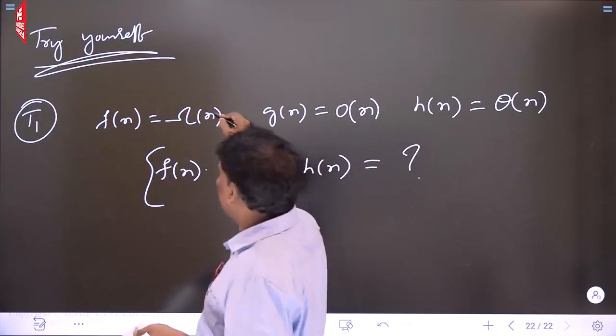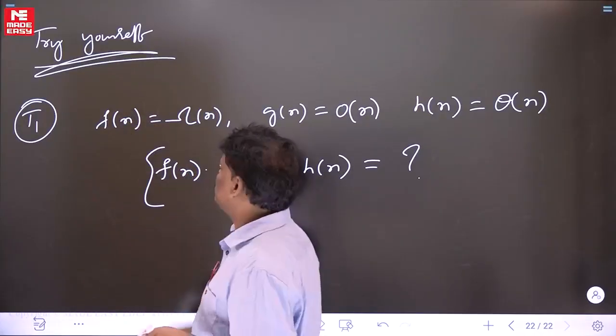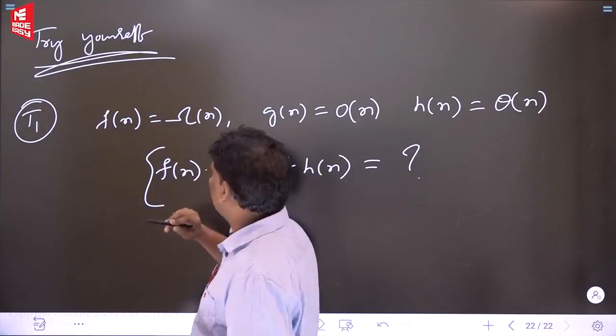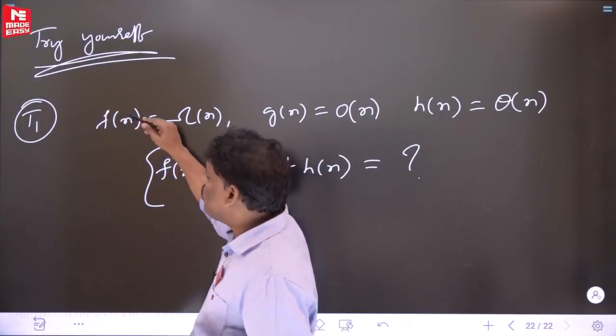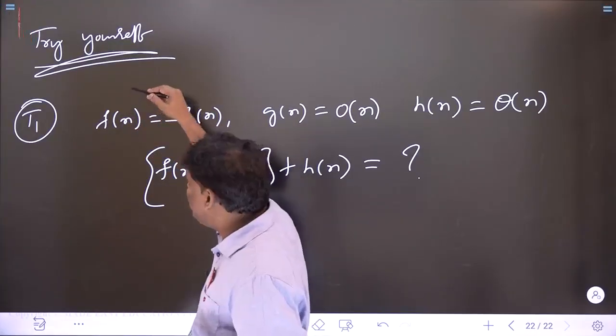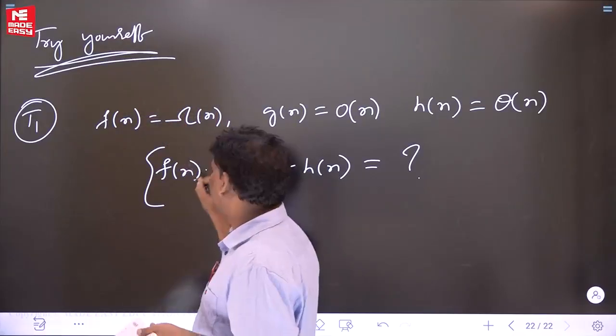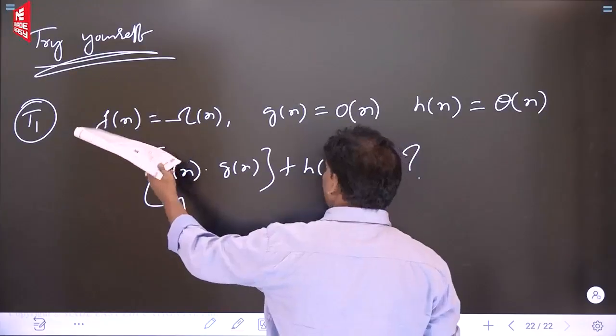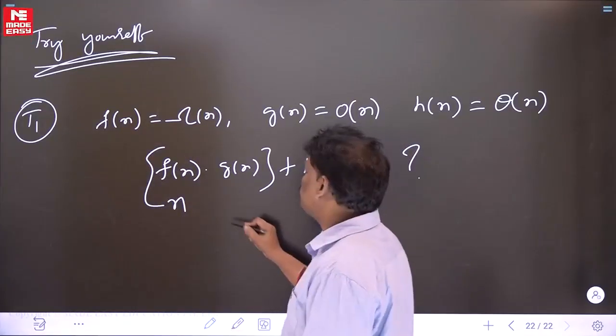F of n is omega of n means what are the f of n possibilities? Omega means this side is bigger. So f of n is omega of n means it may be n or more than n. Let me write the minimum. Minimum is n. It may be n or more than n also.